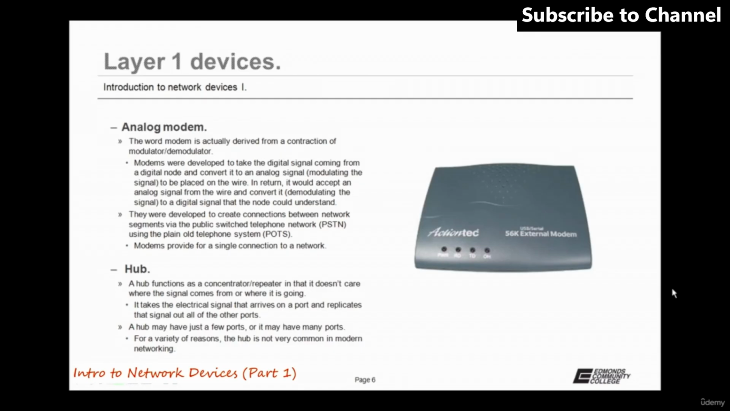Modems were developed to create a connection between network segments via the public switched telephone network, using the plain old telephone system. Now, modems provide for a single connection to a network, and they're only concerned about the wire. And the wire resides on the physical layer, Layer 1 of the OSI model. It doesn't care where the signal comes from, it just does its job.